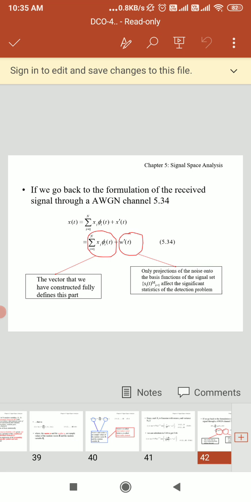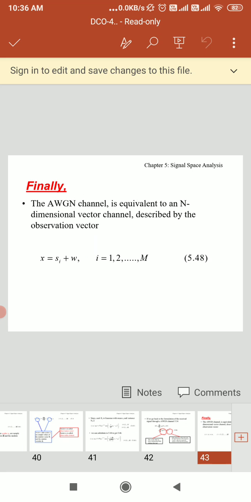If we go back to the formulation of the received signal through the AWGN channel, x(t) is fully defined by the vector that we have constructed, and it depends only on the projection of the noise onto the basis functions. So we will get x(t) equal to the summation over j equal to 1 to n of xj phi_j(t) plus w'(t). That is the projection of noise onto the basis functions of the signal set that will affect the significant statistics of the detection problem.